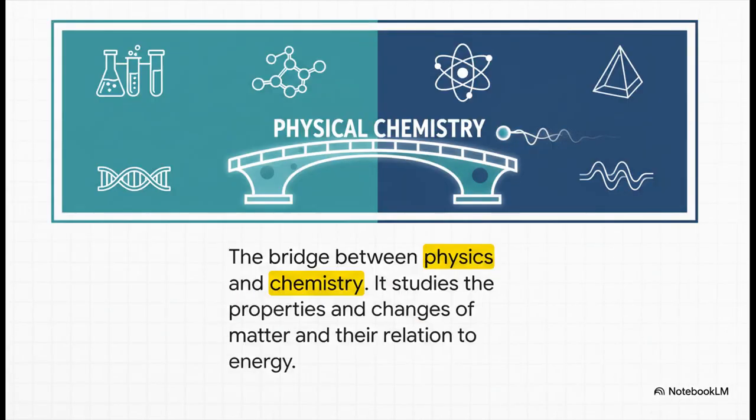Now, this is where things get really interesting, where 2 giant fields of science come together. Physical chemistry is basically the bridge between physics and chemistry. It doesn't just ask what happens in a chemical reaction, it asks why it happens. It digs into the fundamental rules of energy and matter that control every single chemical change.